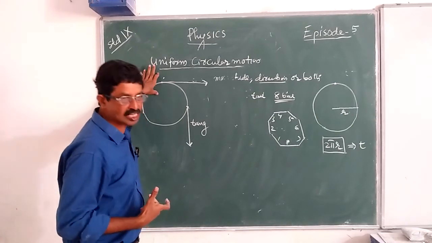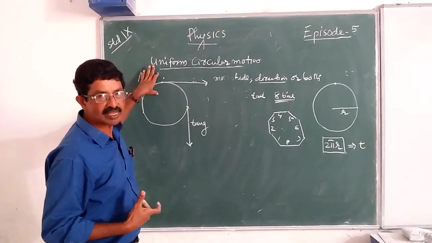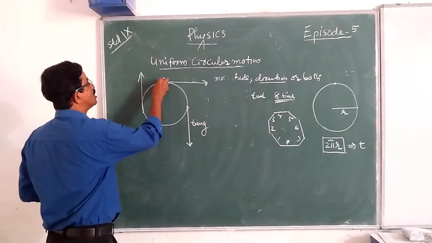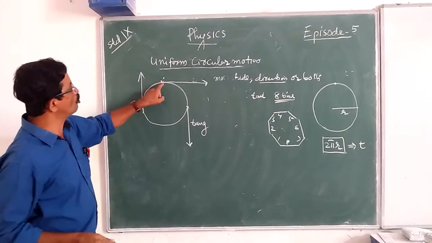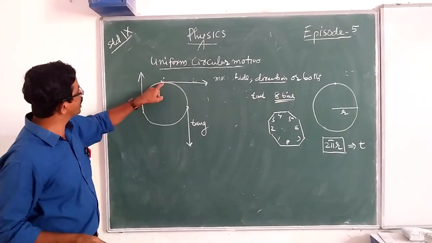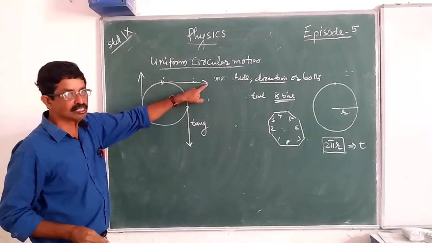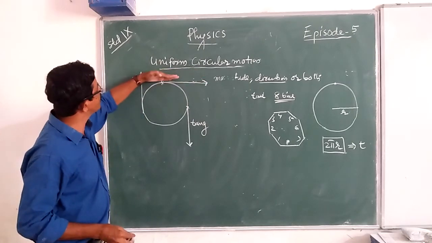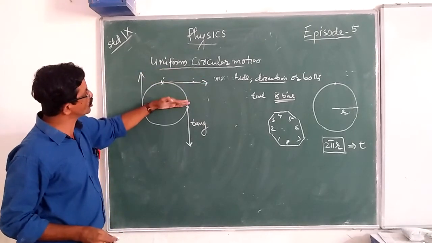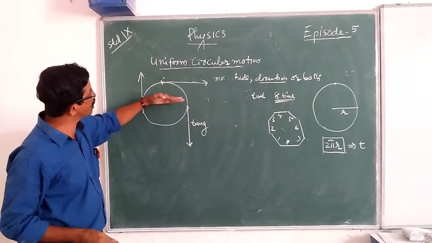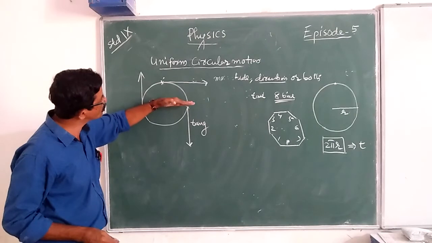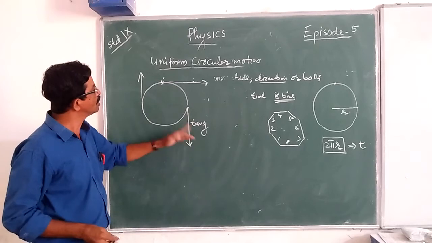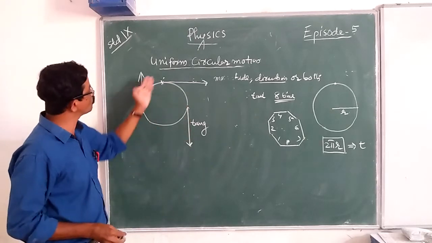That is, the object moves in the direction where the particle is at that moment. If the stone is here, when I release it, it moves along this tangent. That means it moves along a straight line, the tangent at this point. If the stone is at this point and I release it here, the stone moves along the straight line which is tangent to the point. In this way, it will move.